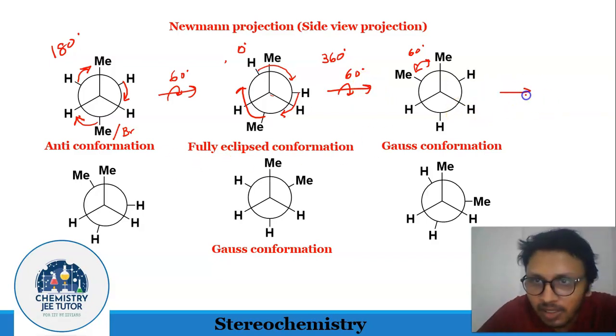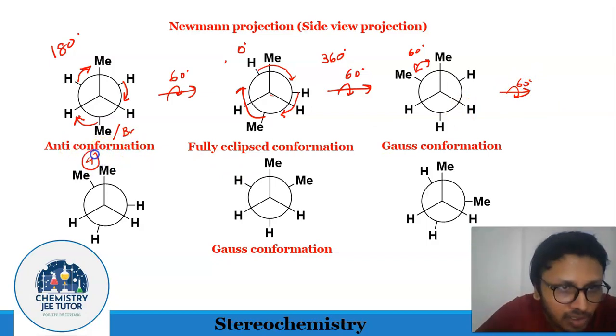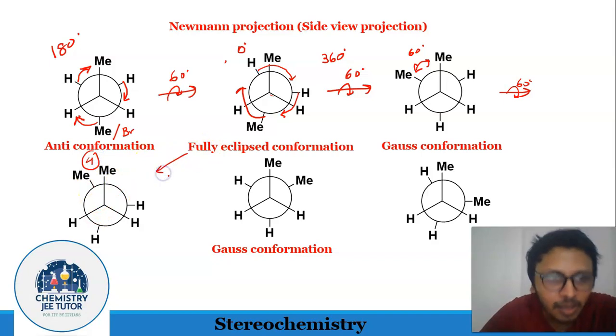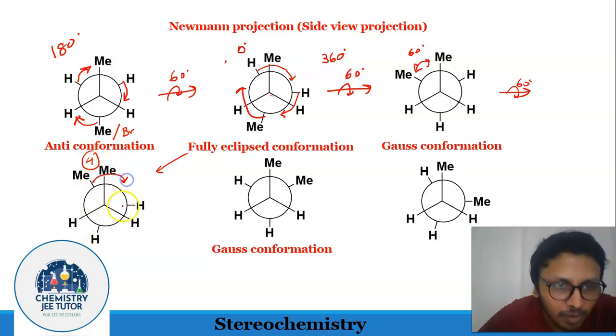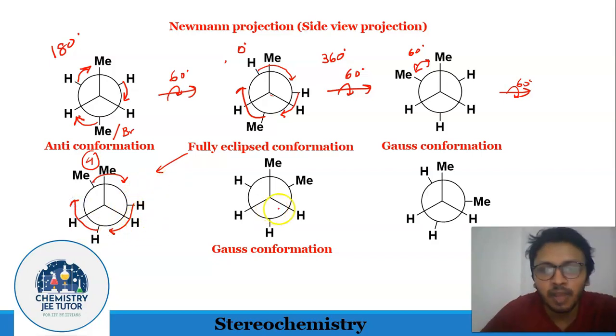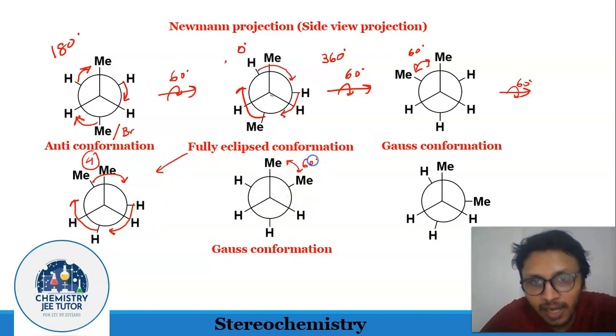Again, we rotate it by 60 degrees. It comes to this one. This is number 4. This is also a fully eclipsed conformation, same as this. Again, the angle is 0 degrees, so it's a fully eclipsed conformation. We again rotate by 60 degrees. This methyl comes here, this hydrogen comes here, this hydrogen comes here. We get again a gauche conformation, with the similar size substituents again at an angle of 60 degrees.